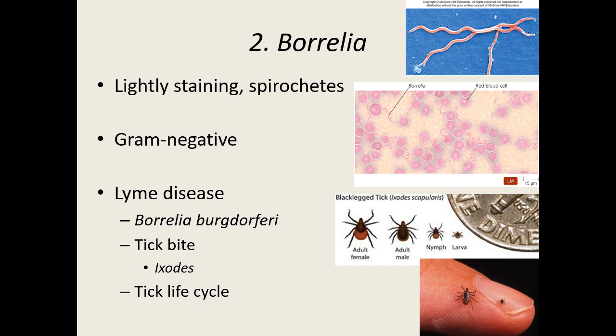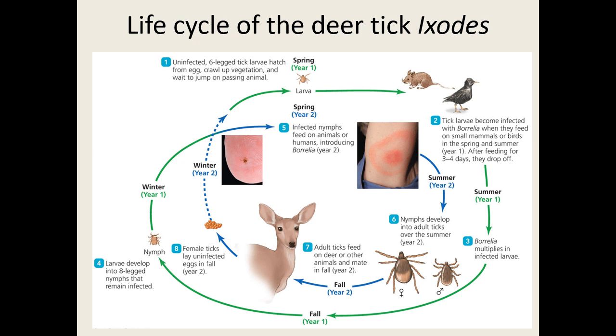So not every tick picks up the bacteria. Deer ticks are the top ones. Wood ticks, to a lesser extent, but generally your deer ticks. Now, understanding the tick life cycle, and I hate ticks, I don't even like to look at them. But understanding the tick life cycle helps you understand when you are most likely to get it, and where the bacteria is. So I have the life cycle of the deer tick. That's the Ixodes genus.